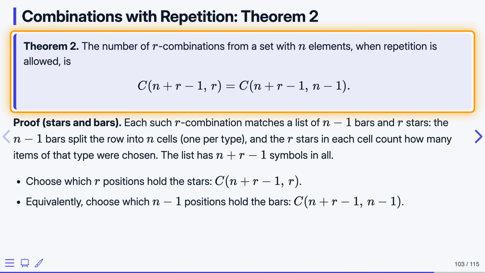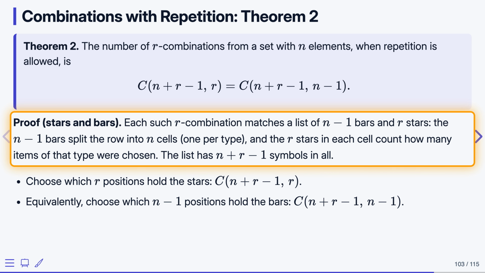Now we write the general rule. The number of R combinations from a set of n elements, when repetition is allowed, is C of n plus R minus 1, R. This also equals C of n plus R minus 1, n minus 1. This is the proof using stars and bars.